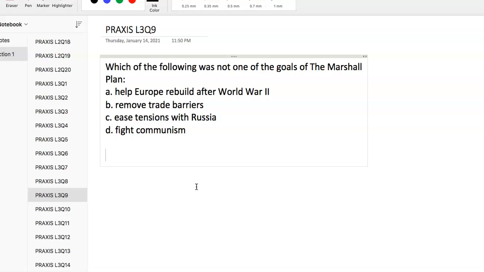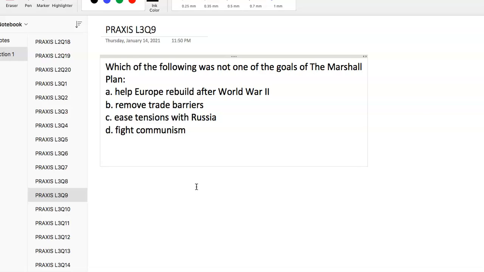Which of the following was not one of the goals of the Marshall Plan? Okay, so the Marshall Plan was an American initiative to aid Western Europe, in which the U.S. gave over $12 billion. The goal of the U.S. was to rebuild war-devastated regions, remove trade barriers, modernize industry, make Europe prosperous again, and prevent the spread of communism.